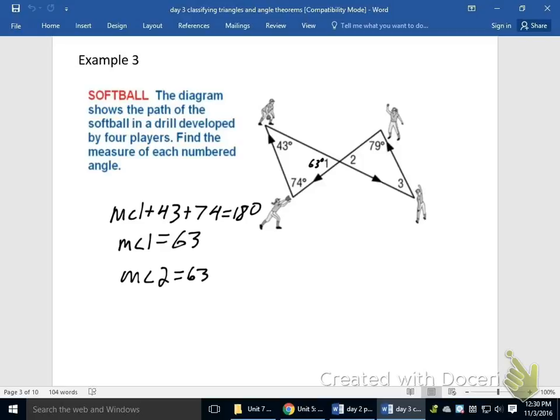All right, and now I could actually go forth and find angle 3 by the same process I did for angle 1. The measure of angle 3 plus 79 degrees plus the 63 degrees I just found is equal to 180. And when I do 180, taking off 63 degrees and taking off 79 degrees, I get 38 degrees.